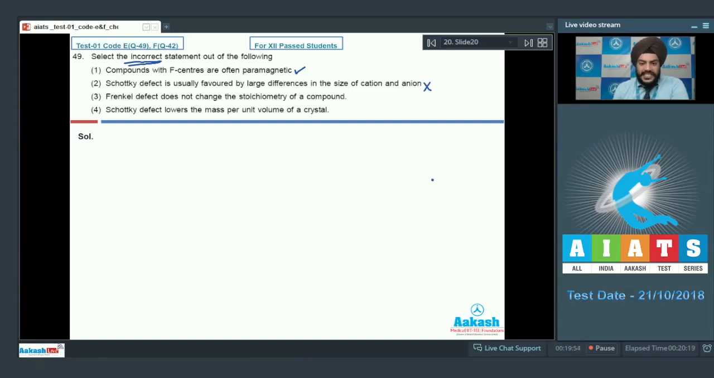Frenkel defect does not change the stoichiometry of a compound. True. In the Frenkel defect, only dislocation takes place. An atom moves from its lattice point to an interstitial site. So this is correct. Statement 4. Schottky defect lowers the mass per unit volume of the crystal. This statement is also correct. In Schottky defect, ion pairs are missing, which will lead to a reduction in the mass per unit volume of the crystal. So we have to select the incorrect statement out of the given ones. So the option which we have to mark for this question is option 2.